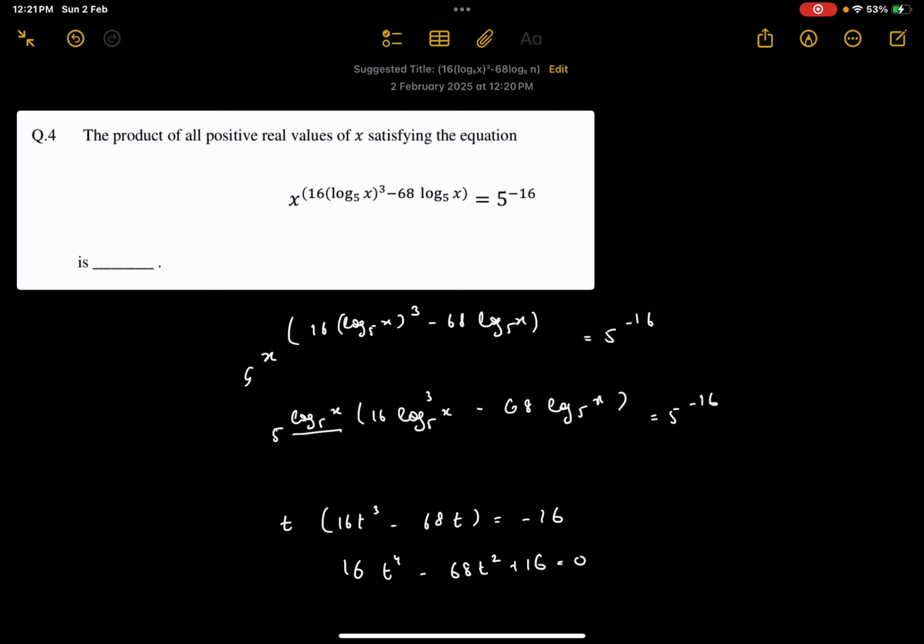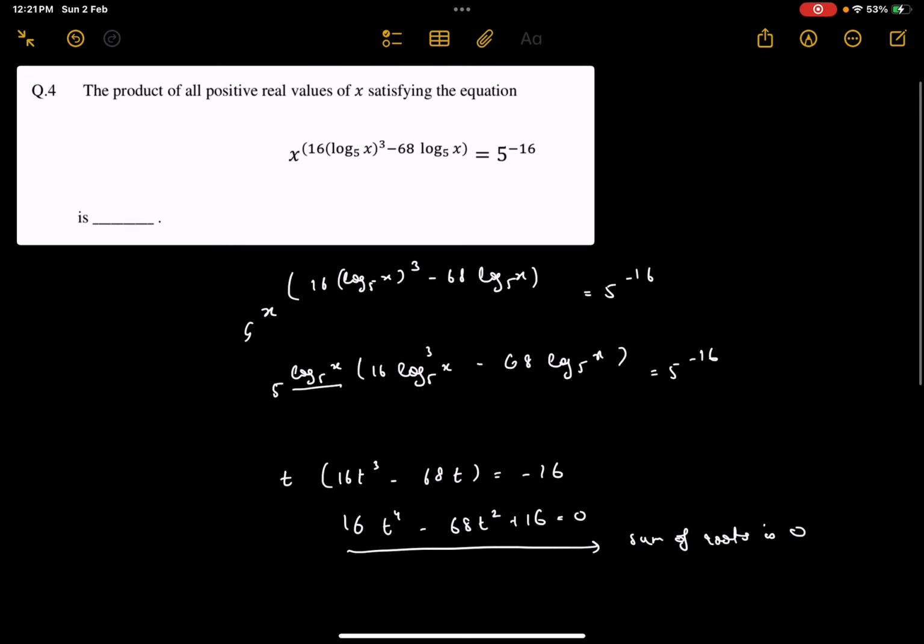So from this we get the product of roots is... the sum of roots is 0. Sum of roots is 0. That is, if x1, x2, x3, x4 are the solutions of this equation.